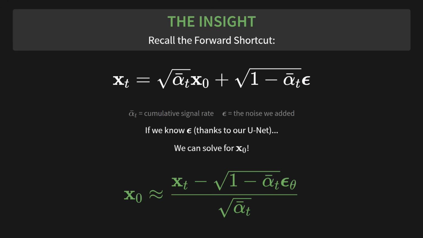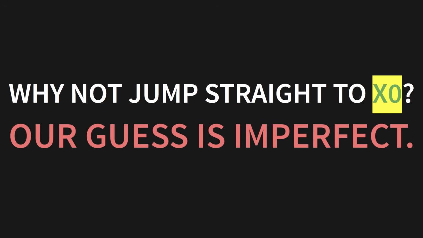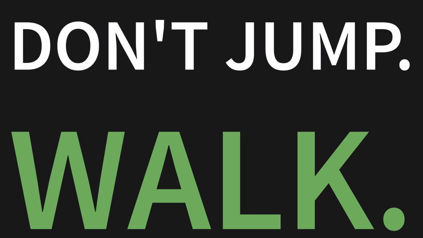So wait, why not just jump straight to x sub 0? We have the formula. Why go through all 1,000 steps? Well, because our guess is imperfect. Especially in the early stages when the image is mostly noise, our UNet's prediction for epsilon theta is just a rough estimate. A single big jump would lead to a blurry, averaged out mess. So, don't jump, walk. We take small, careful steps, refining our prediction each time.